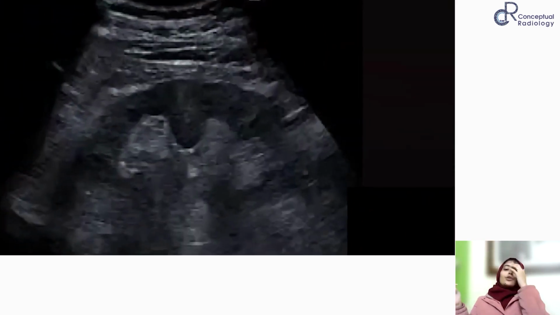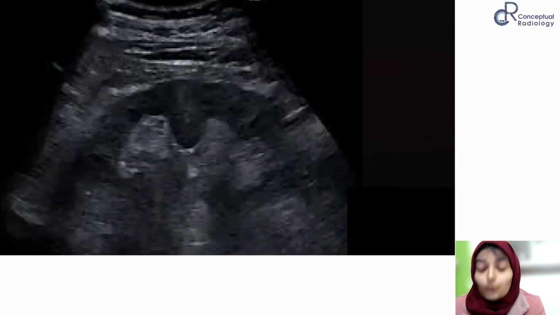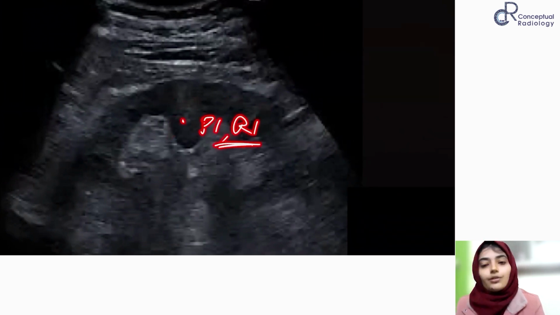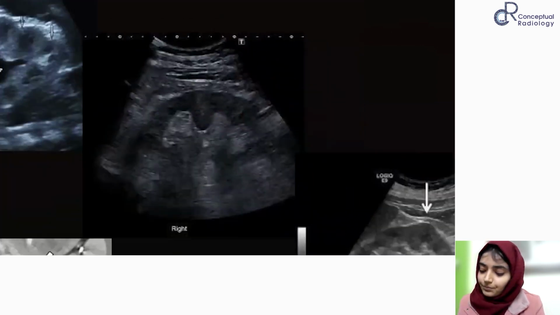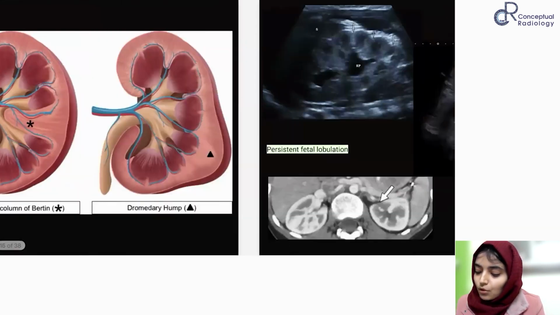So very simple thing, if you're doing an ultrasound, you definitely have to put the Doppler. The kind of vascularity you get here, absolutely same vascularity, same waveform, and same PI, RI values you will get over here. And if it's a mass, more often than not, it is going to show some differential pattern of vascularity, either hypervascular or hypovascular. So this is a hypertrophied column of Bertin.